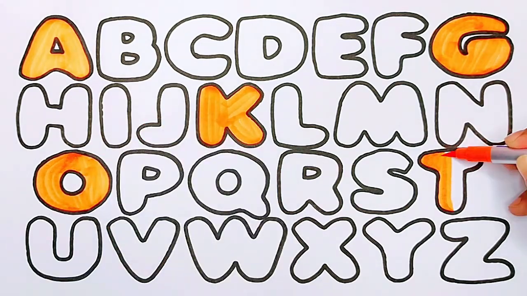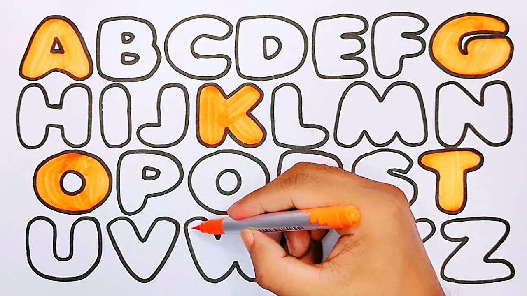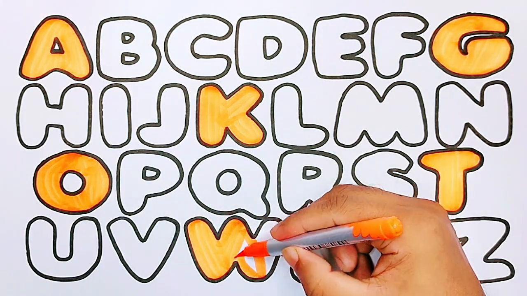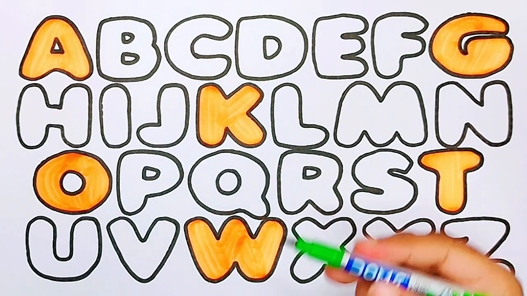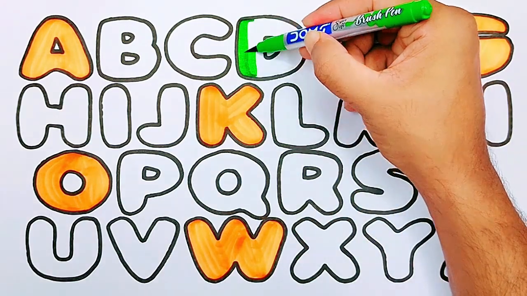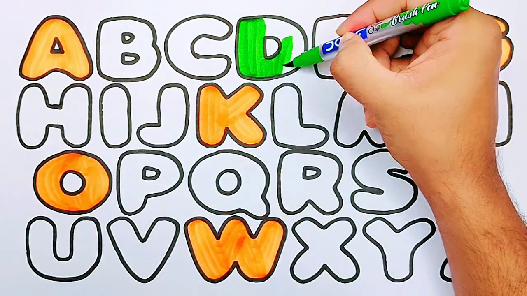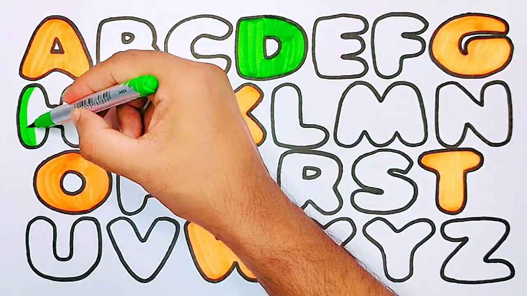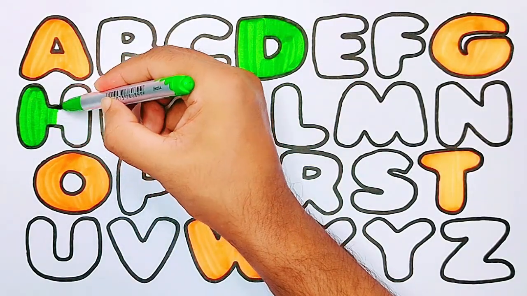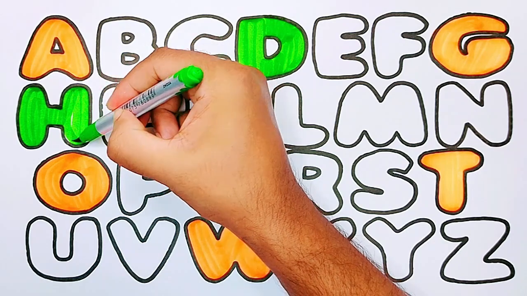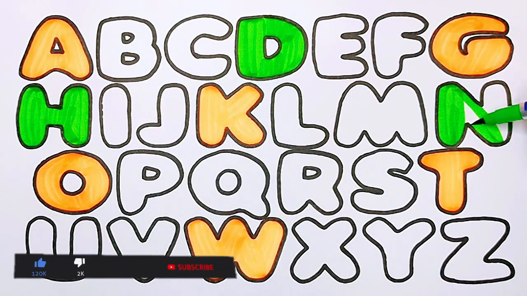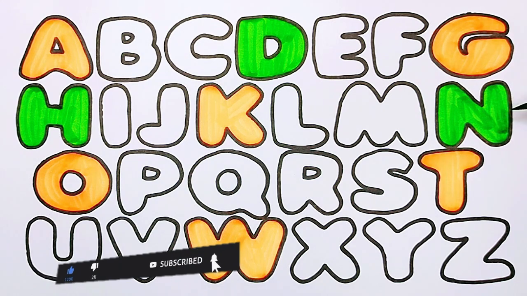T for teddy bear. W for watch. Green color. D for dog. H for heart. N for net.